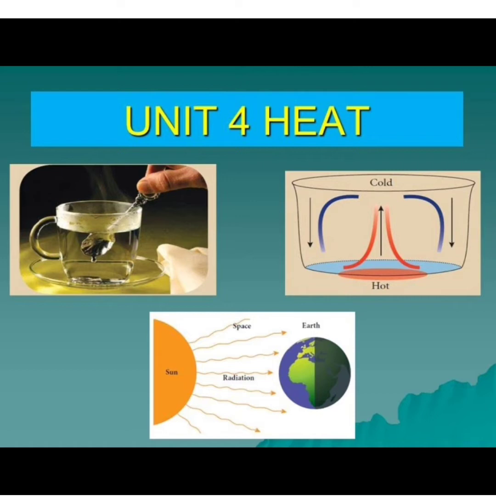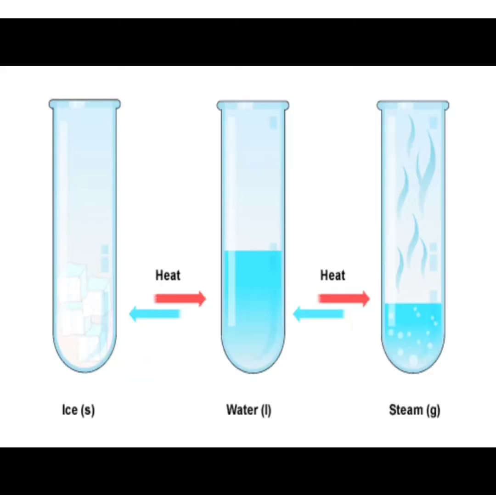We have already learned about the effects of heat energy. When heat energy is supplied to any substance, there will be a physical change in it. For example, the solid form of water, that is ice, is changed to liquid form, and the liquid form of water is changed to gaseous form. These are all the physical changes due to heat energy. In the same way, heat energy produces chemical changes also.